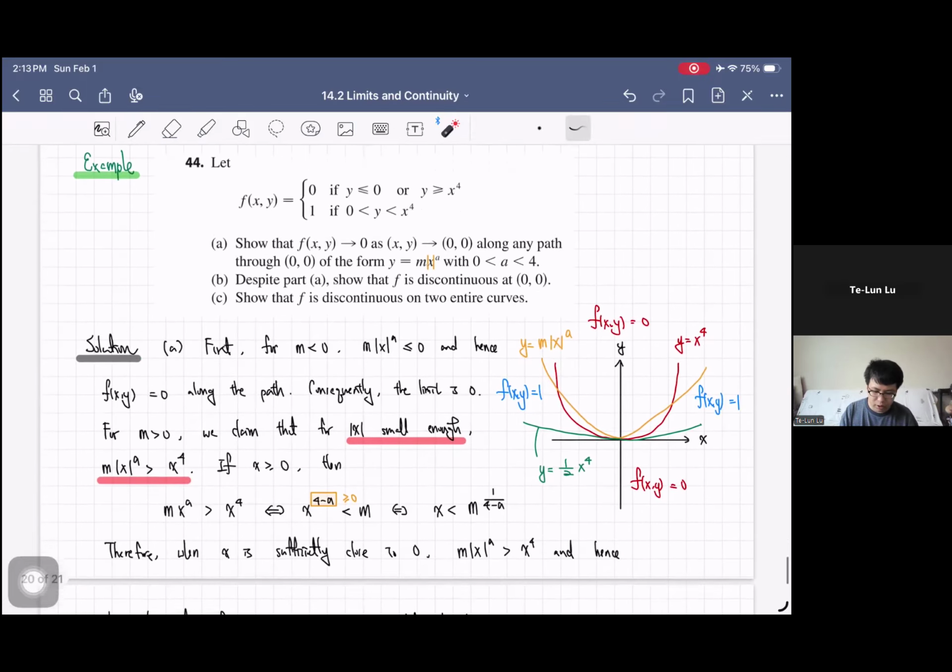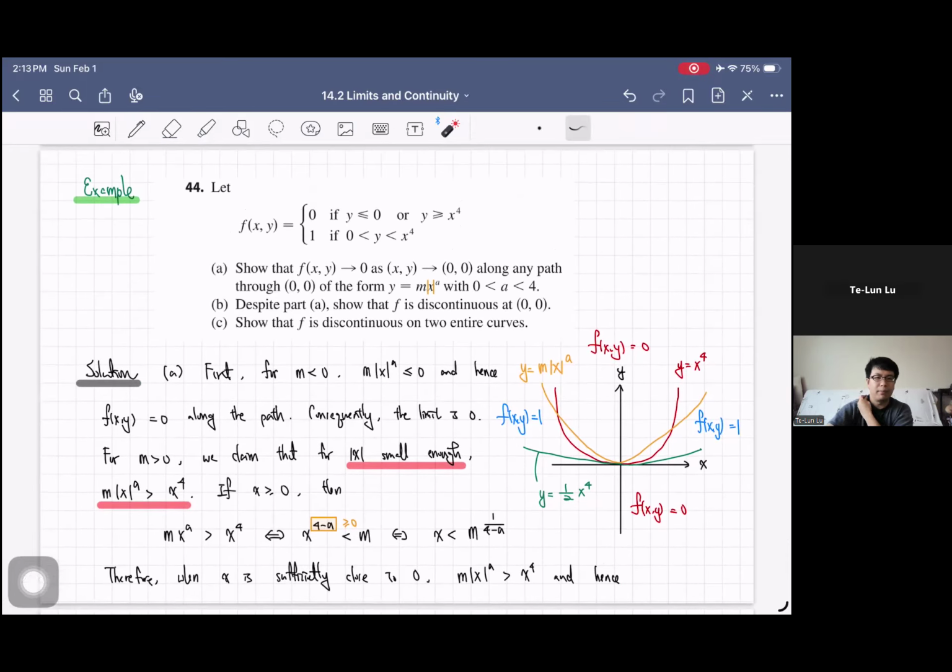Okay, so to close this section, let me introduce a very nice example. This is a problem in your textbook, and I think it's also in your suggested assignment. So we want to demonstrate several properties about this strange function. So let me go through the definition first.